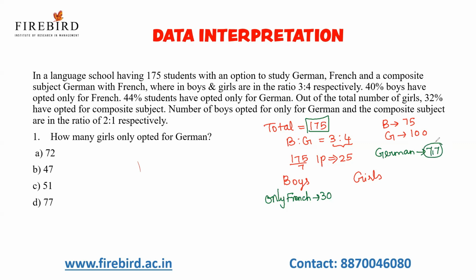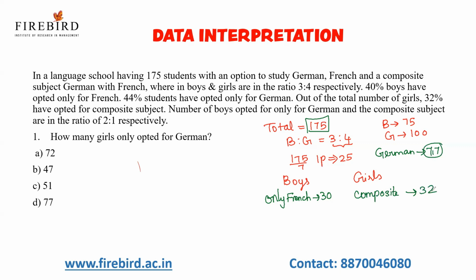Now, out of the total number of girls, 32% have opted for the composite subject. So under the composite subject, how many students are there? 32% of the girls. In total, we have 100 girls. So 32% of 100 is nothing but 32.